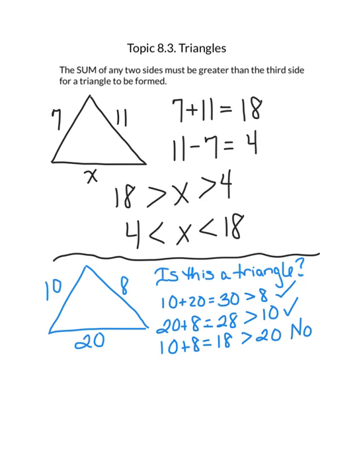And because that does not work, this is not true. This would not be a triangle. These three sides would not form a triangle. Again, in math we love to use symbols, so instead of writing out the word triangle, I just write a triangle symbol.